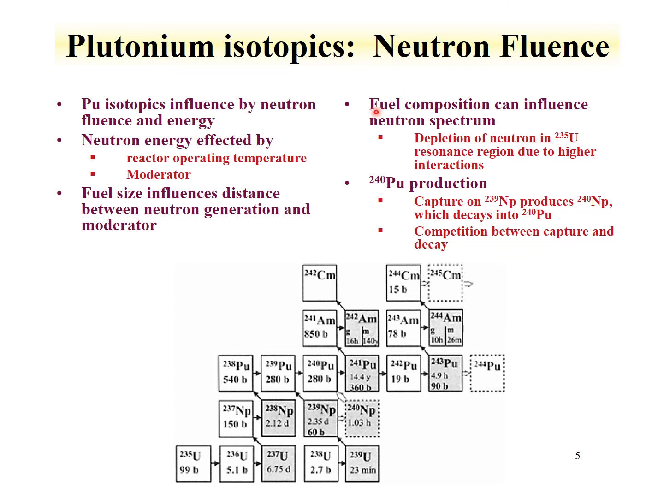Now, we've already discussed plutonium-240 production, where one would want to limit that in reactions. And this is why a low fluence tends to indicate device plutonium. Because as you make plutonium-239, you go through neptunium-239. If you have a high fluence, you may have a higher probability of capturing a neutron onto neptunium-239, creating neptunium-240, which will decay into plutonium-240. So this competition between capture on neptunium-239 and decay of neptunium-239 can have an indication for the plutonium-240 production.